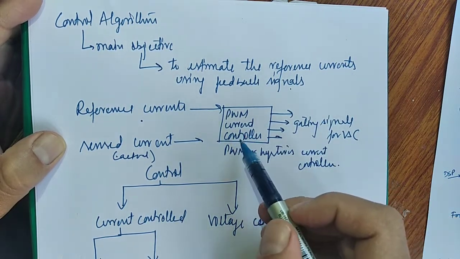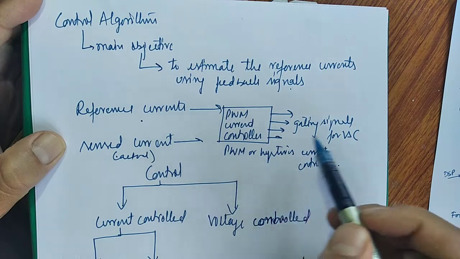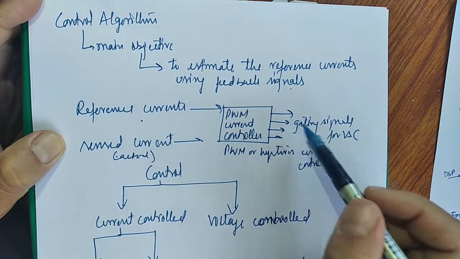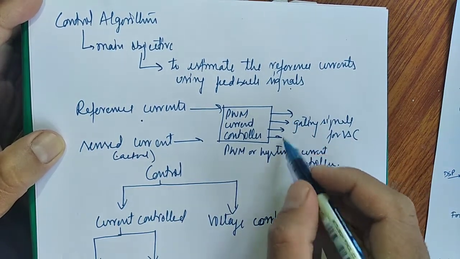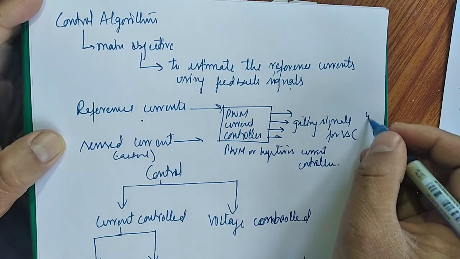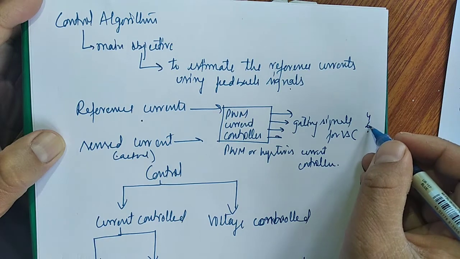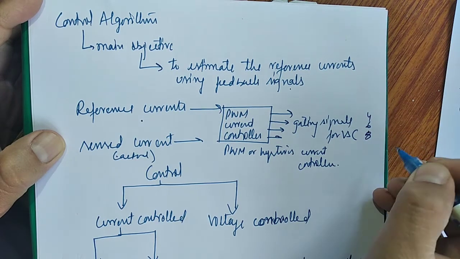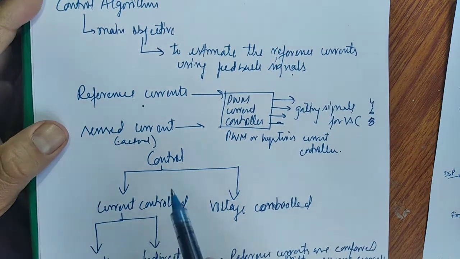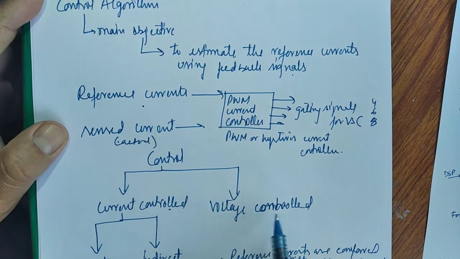This can be a voltage controller also, but we are using current control here. It is very easy to implement, and we are generating the gating pulses. For single phase we need 4, for 3 phase 3 wire we need 6, and for 3 phase 4 wire we need 8 pulses. So this control can be current control or voltage control.